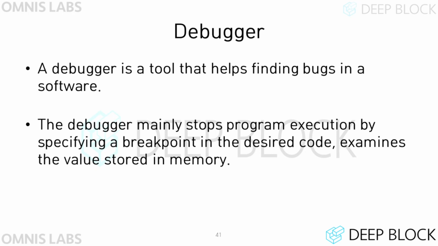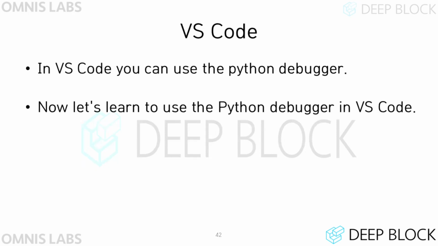A debugger is a software that helps you find bugs. It is a software that can control the running program. Debugger stops the program during execution and analyzes the program state. You can also use a debugger in VS Code. Now, let's take a brief look at how to use it.